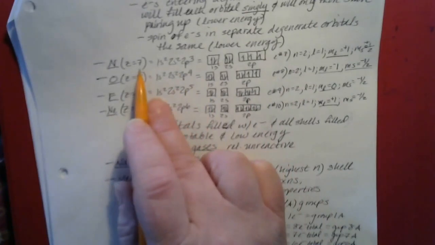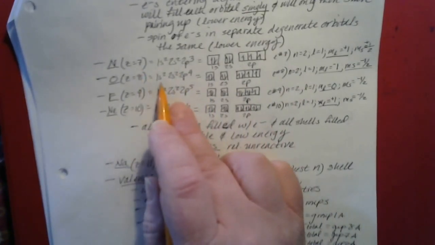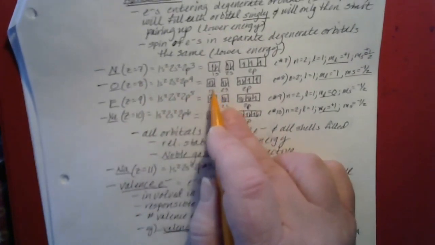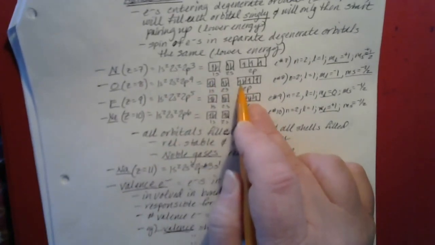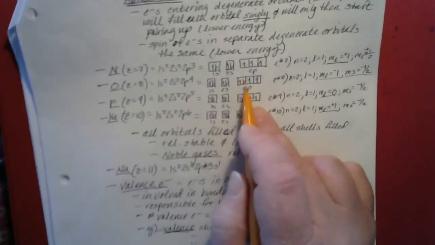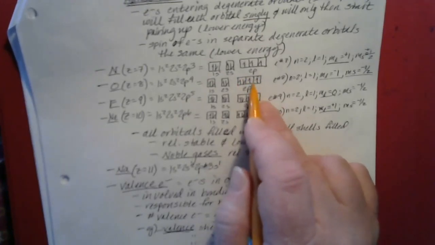Oxygen is one more additional electron beyond nitrogen, 8 electrons instead of 7. So it's going to be 1s2, 2s2, 2p4. In the orbital diagram, 1s is filled, 2s is filled. For the 2p, you'll have one of the p orbitals in which the electrons are paired with one spin up and one spin down, and then the other 2 p orbitals will have single electrons in them.